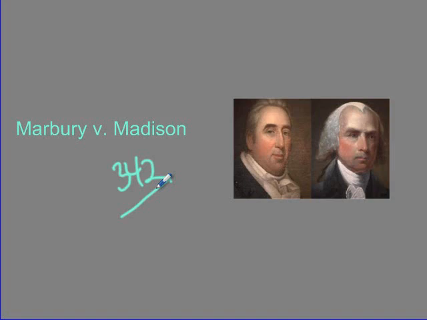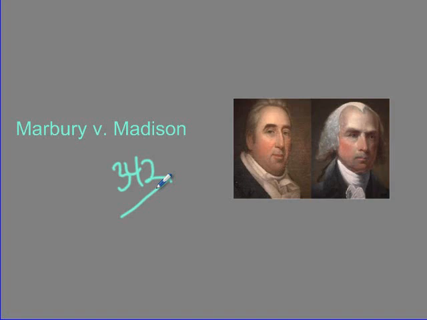You have William Marbury, and he was told that he's going to be a judge. The way this works out is that James Madison is supposed to deliver the piece of paper to him. If he doesn't get the piece of paper, he doesn't become a judge. And Thomas Jefferson tells James Madison not to deliver the piece of paper.